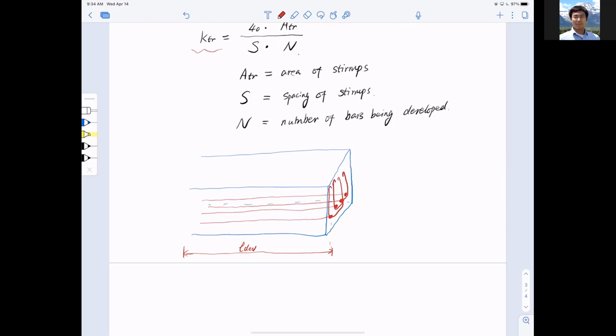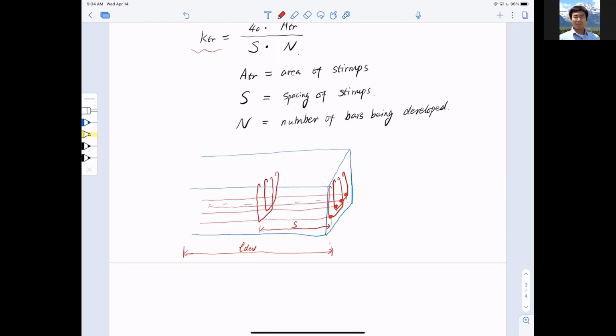So these two bars have one stirrup, and these two bars have another stirrup. All right, so this is the end. Now, spacing away from the end, I say, look, I have a spacing S, and I have another stirrup that goes like this, crossing these two, and I have another stirrup that goes like that, crossing these two.